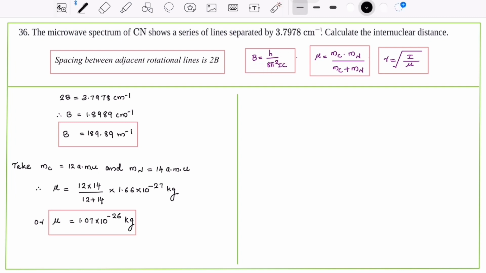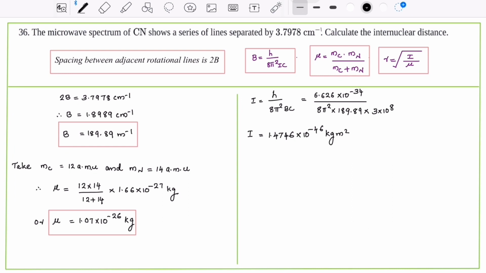Now let us find out the moment of inertia I. I is equal to h by 8 pi square bc. This is equal to 6.626 into 10 raised to minus 34 divided by 8 pi square into b is 189.89 into 3 into 10 raised to 8, and that is equal to 1.4746 into 10 raised to minus 46 kilogram meter square. This is the expression for moment of inertia. Now we can calculate the internuclear distance. R is equal to root of I by mu.